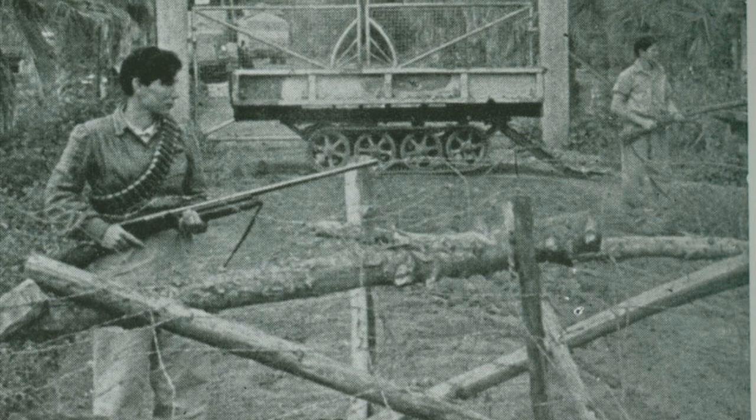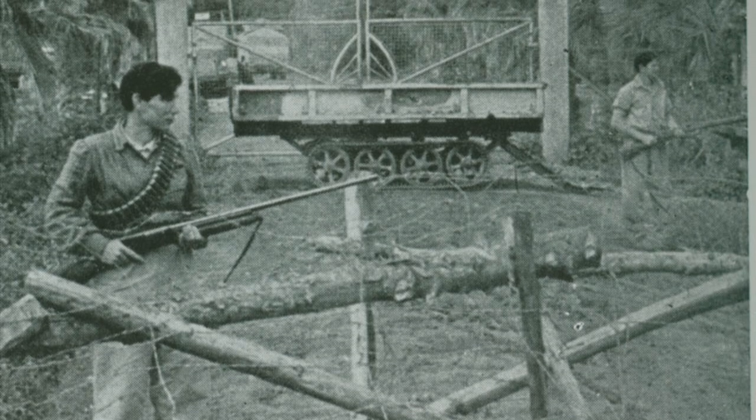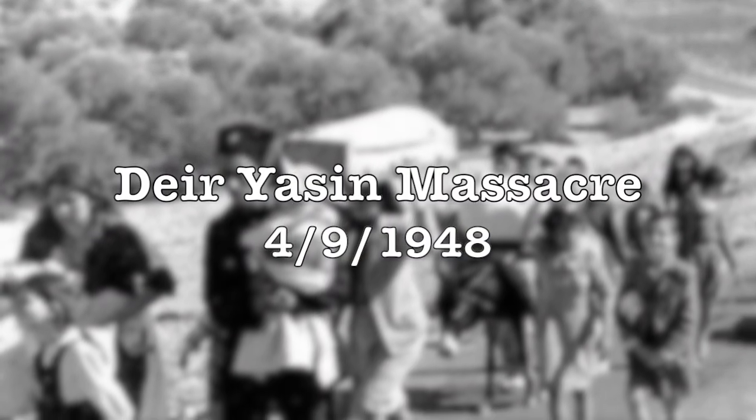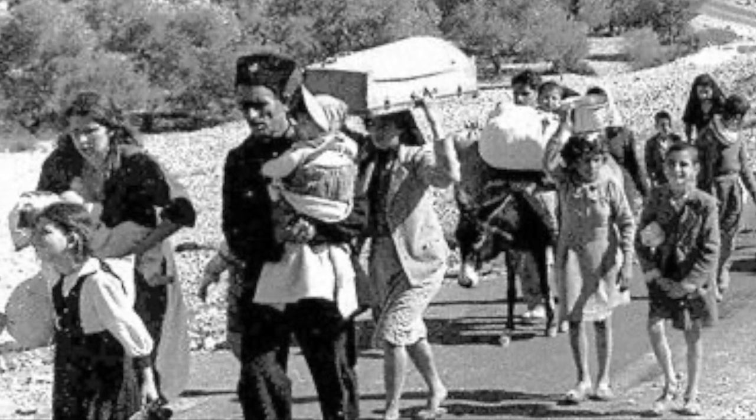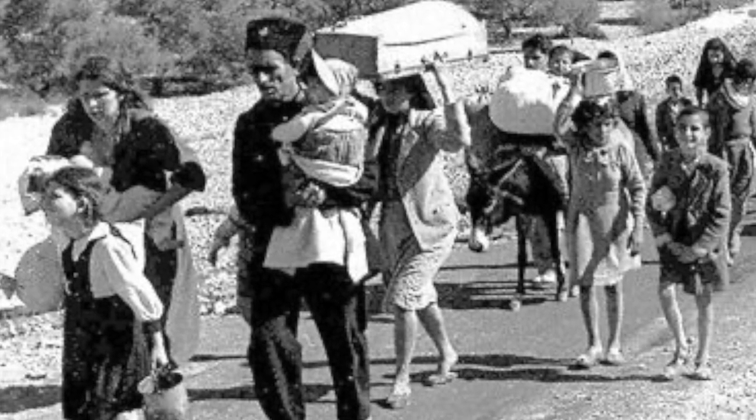During the course of the Civil War, Lehi and Irgun would take part in attacks against Palestinian Arabs, such as the Deir Yassin massacre, where Irgun and Lehi forces would kill at least 107 Palestinian Arab villagers, including women and children, in a village of 600.